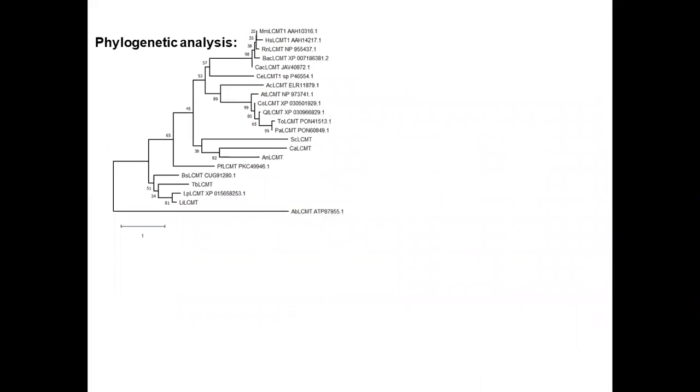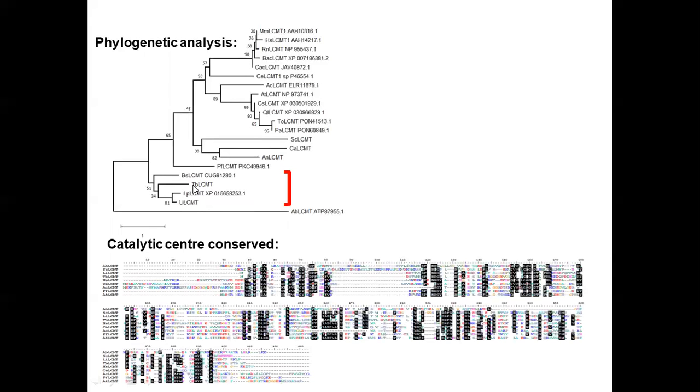Now, when we analyzed this LCMT protein from Leishmania infantum in terms of phylogeny, we found that all the kinetoplastida orthologs of this gene clustered together, and this cluster is pretty distant from the cluster obtained from the eukaryotic orthologs. So they are relatively phylogenetically distant. Despite their phylogenetic distance, we found by multiple sequence alignment that the key residues important for catalysis are conserved across domains.